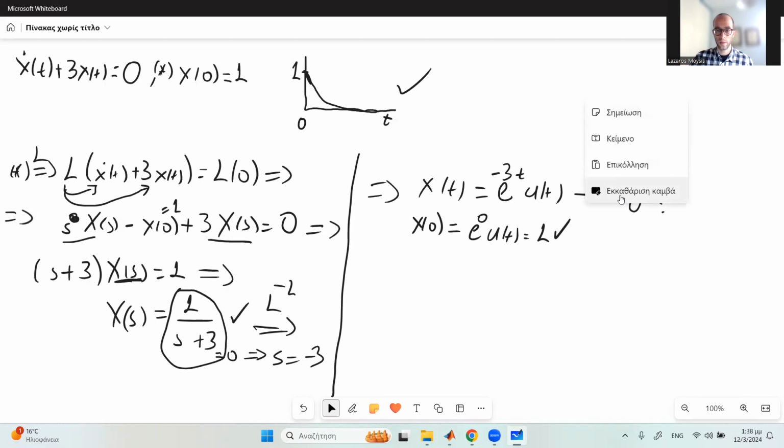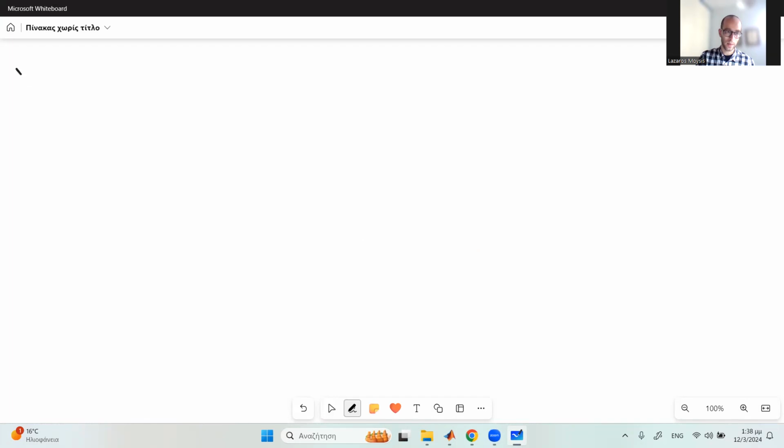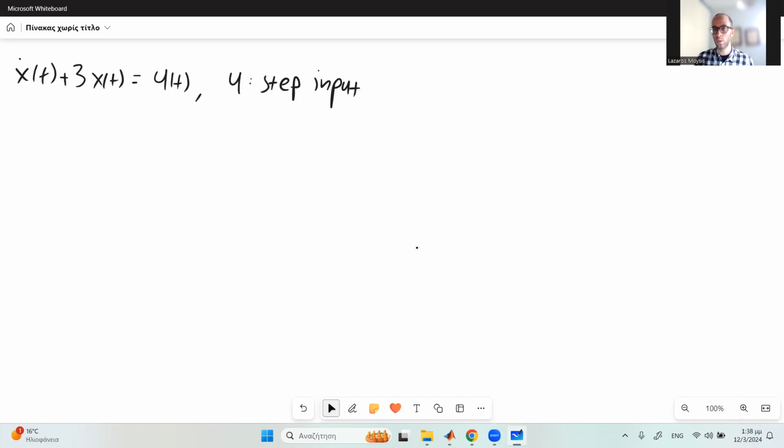So let's clear this canvas and let's take the exact same differential equation. But now I'm going to give it an input as well, okay, where u is a step input. Remember, I generally use u to denote any type of input. So unless otherwise said, don't assume that u is a step input, okay? The exercise must tell you specifically that we are talking about a step input, right? And the system starts from 0 initial conditions.